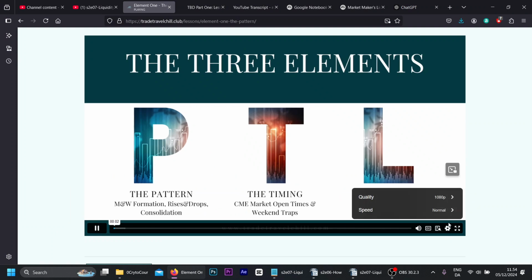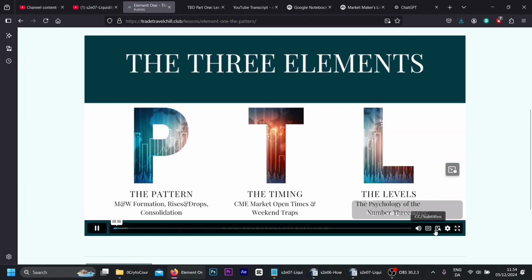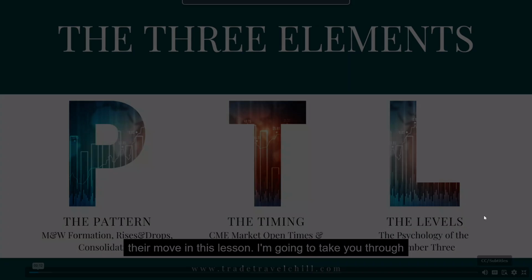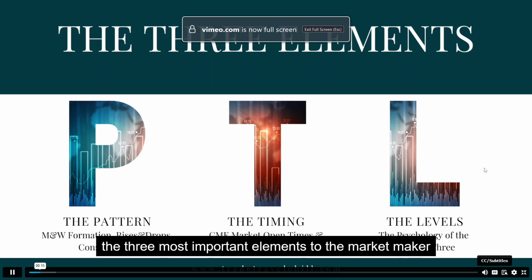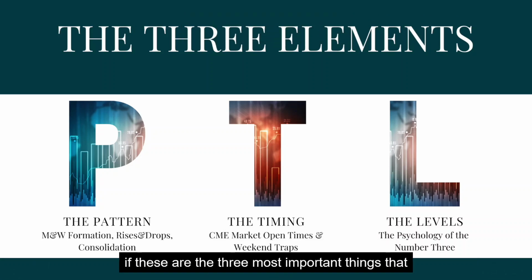By now, you will hopefully be starting to know what really makes the markets move and what advantage you will have if you can start to learn to anticipate what the market maker is up to before they make their move. In this lesson, I'm going to take you through the three most important elements to the market maker. If these are the three most important things that they consider in the markets, then so should we.